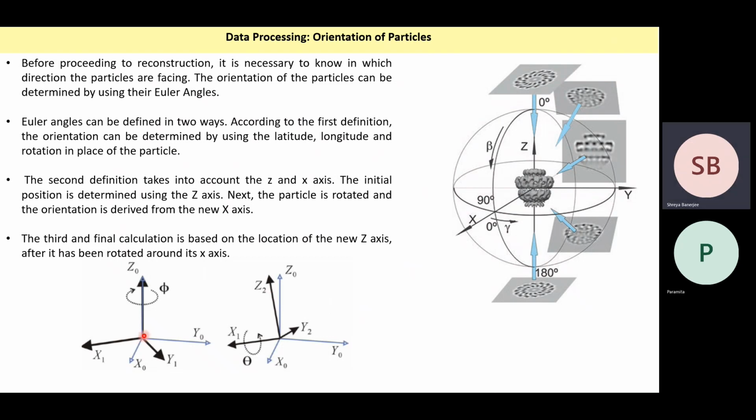The other definition takes into account the z and x-axis. So the initial position is determined by the z-axis, and then the particle is rotated, and the new orientation is defined from the new x-axis. So if there is a rotation around the z-axis, the x-axis will move from x0 to x1. And using the difference from x0 to x1, the new orientation is described. Similarly, the rotation can occur along the x-axis, and the movement of the z-axis from z0 to z2 will be used to define the orientation of the particle.